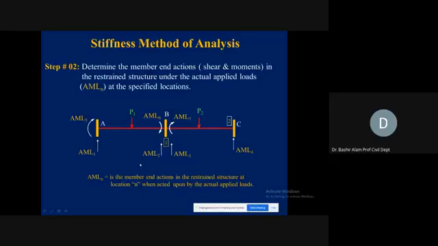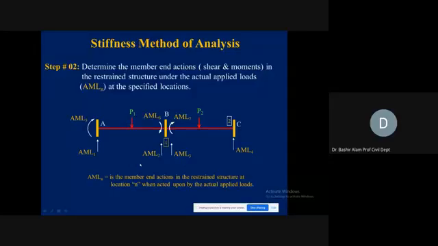Now here the equation will become AM is equal to AML plus AMD times D. Instead of AMR, we will have AMD. There was the reaction, here we have the displacement now. And instead of times AR, it becomes times D because we have the unknown joint displacements now.